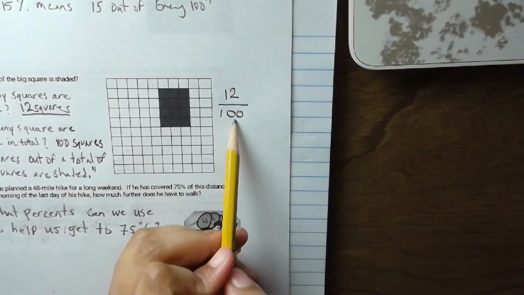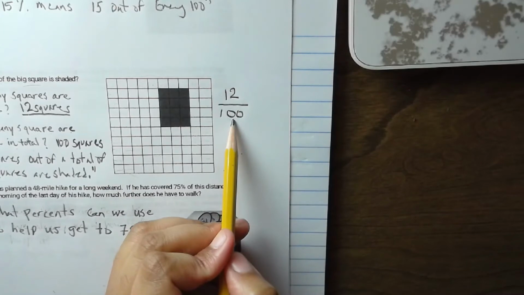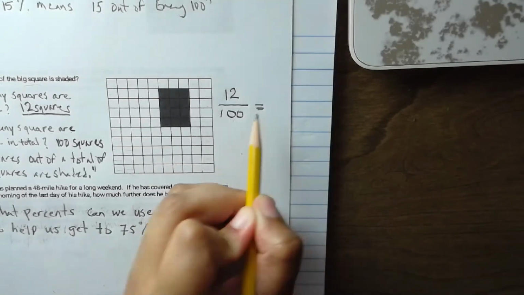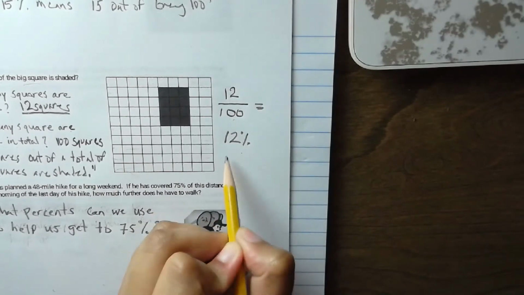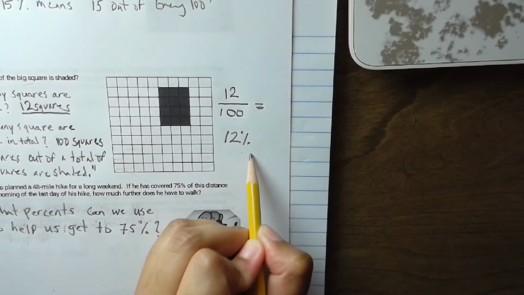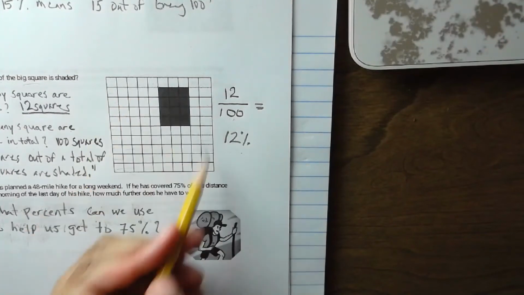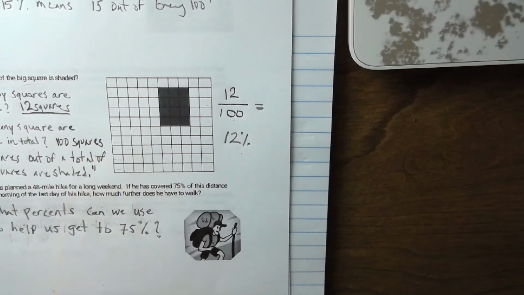So 12 out of that 100, if I wanted to interpret that as a percent, what would it be? Okay, so that would be 12%, because by definition 12% means 12 out of every 100. And since there's only one 100 here, this would be 12% out of this 100. Okay, so there you have question 2.